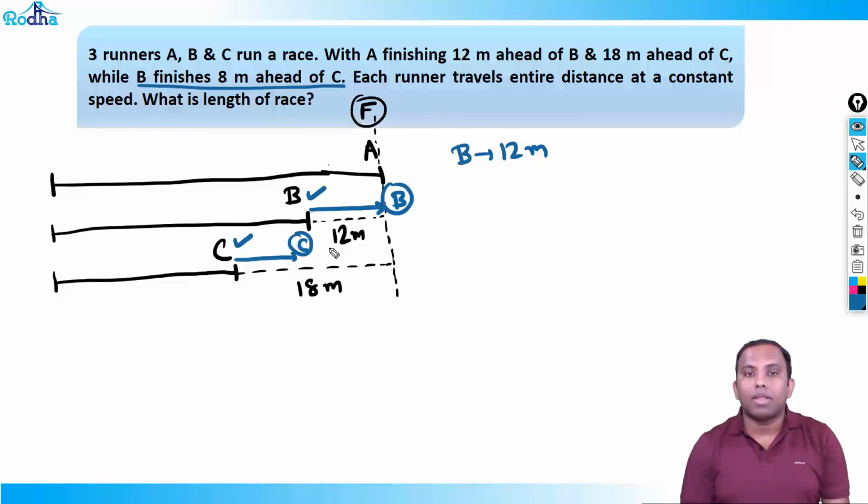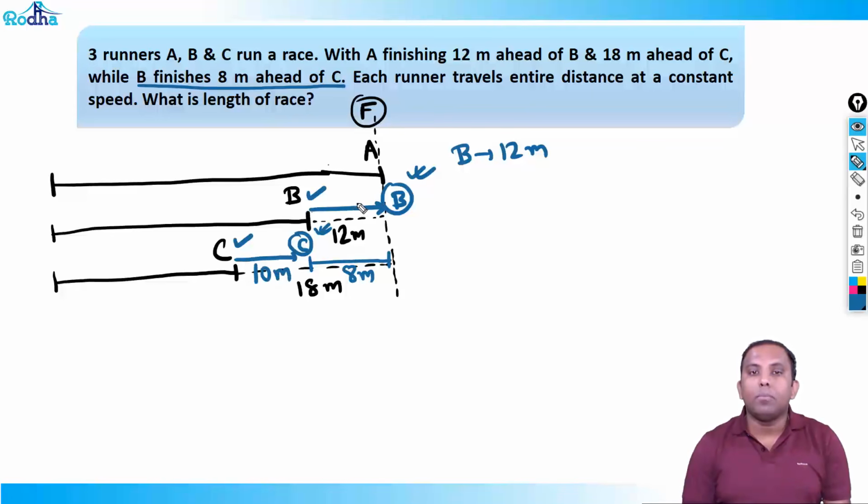Okay, and by covering how many meters? So now when B is at this point, C is 8 meters behind the finishing line. So this distance is 8 meters, right? This total was 18. That means this is 10 meters, right?